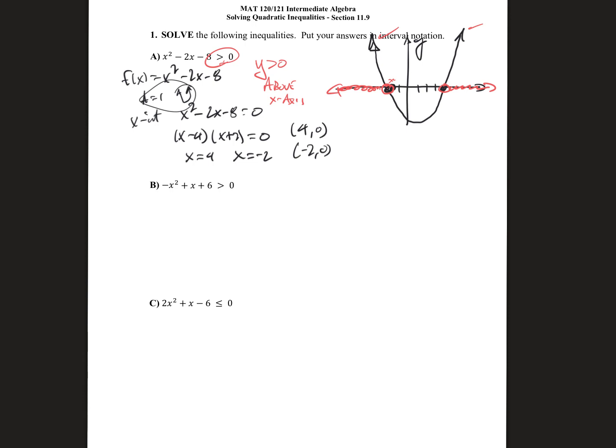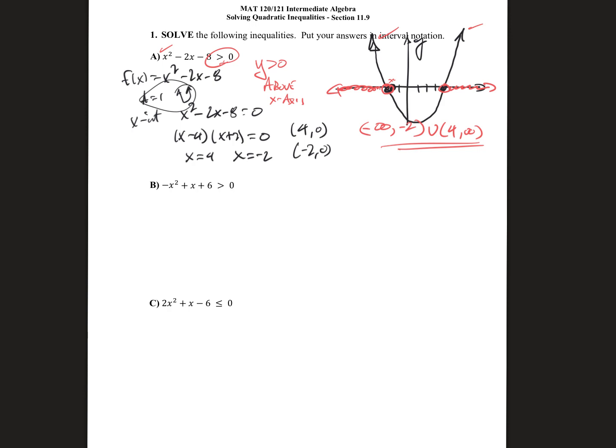So taking a look at my intervals, it looks like we have from negative infinity to negative 2, open, because we're not allowed to be equal to, union from 4 to infinity. And there would be your solution for letter A. All right, so again, just following our game plan, and there's nothing to it, and we're taking full advantage of our graphing skills and our x-intercept skills. And as I shared with you guys, math does build on itself.